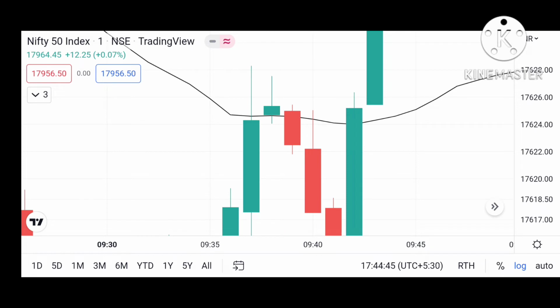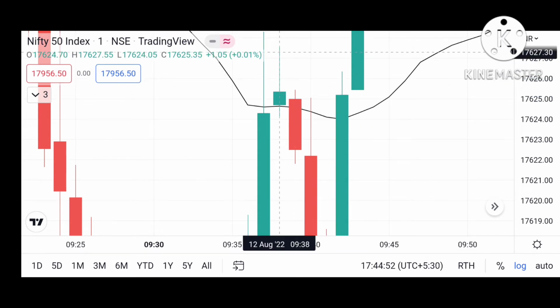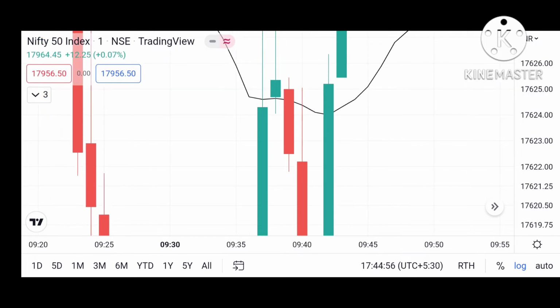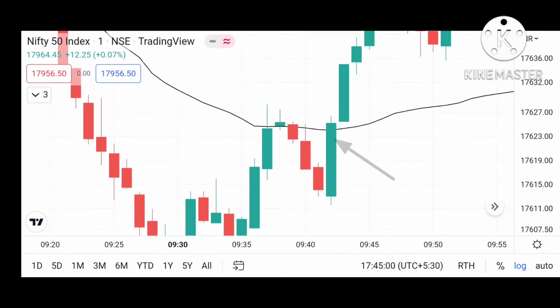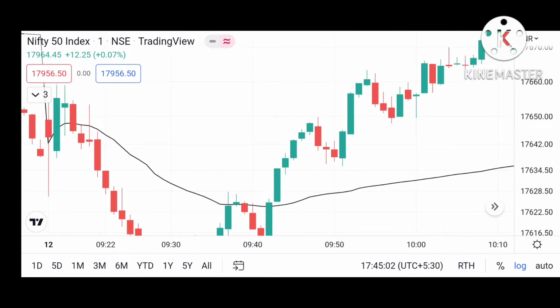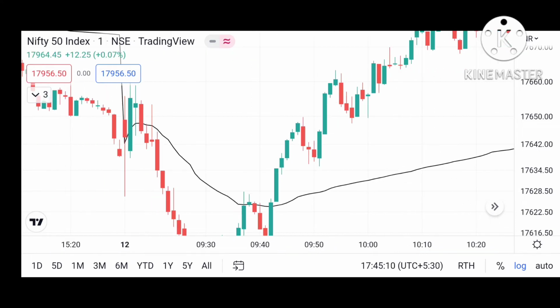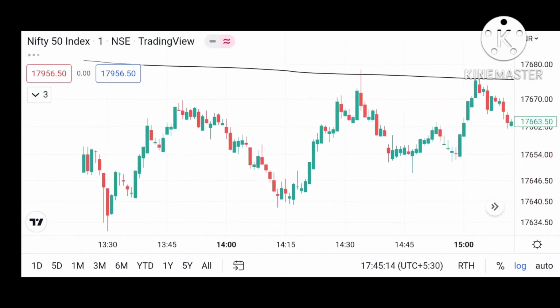Do you really think you will go long on this candle? Please try to avoid this. Sometimes you have to use your presence of mind also. This has a pin bar on the upside, which means there is selling pressure, so don't go long on such candles. And look at this candle, you have to go long on this candle, and look at the profit. This is more than 1:2, and this is the fourth consecutive day that we are in profit.